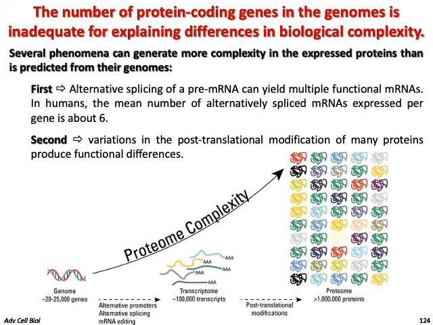proteins from the same gene based on alternative splicing. The second level of complexity of the proteome comes from the variation in post-translational modification of many proteins, which produces different functions. You can see the same protein, when it's methylated, will do a certain job, when it's phosphorylated, it will do another job, and when it's acetylated, it will do a third job. This gives it functional differences due to the post-translational modification.